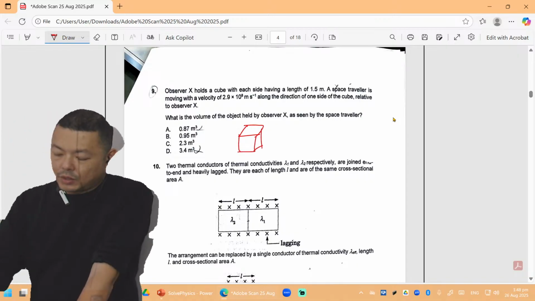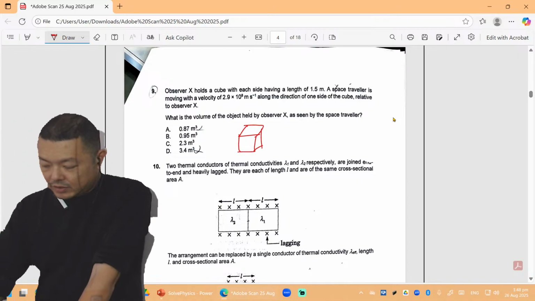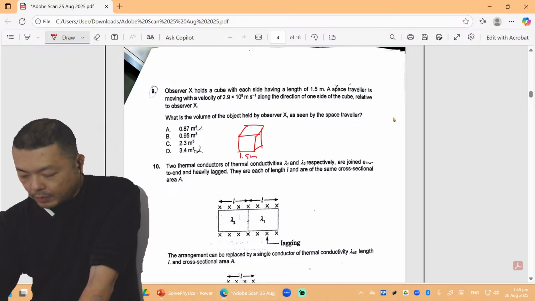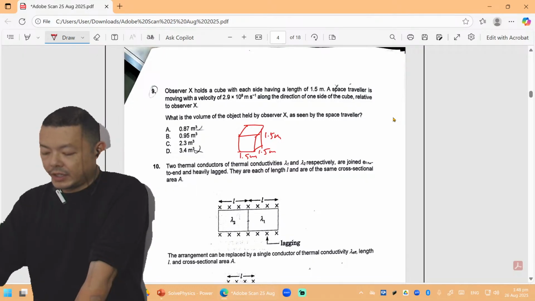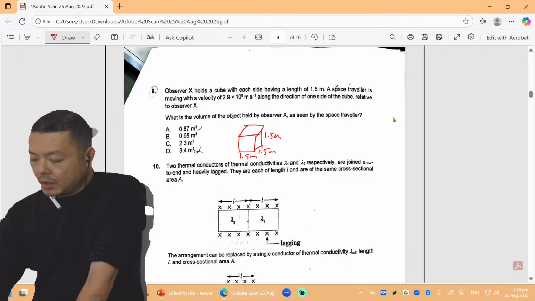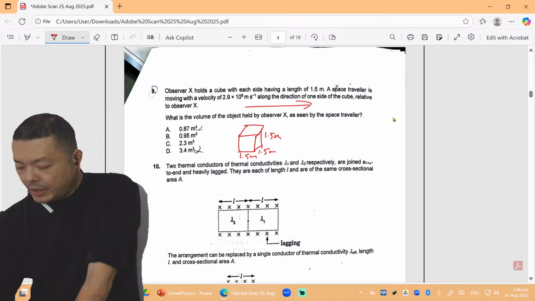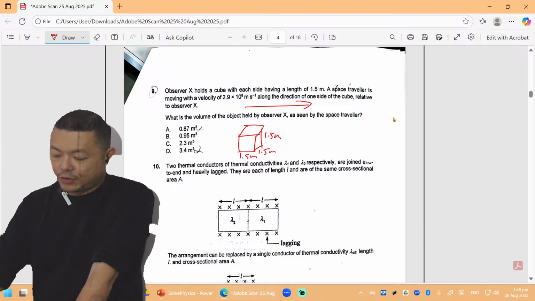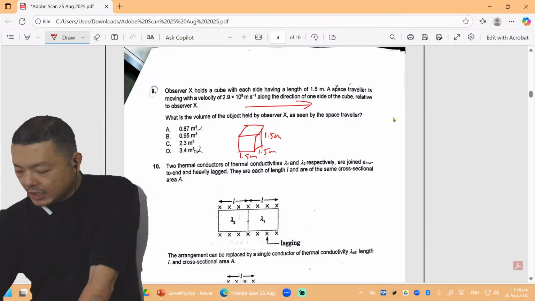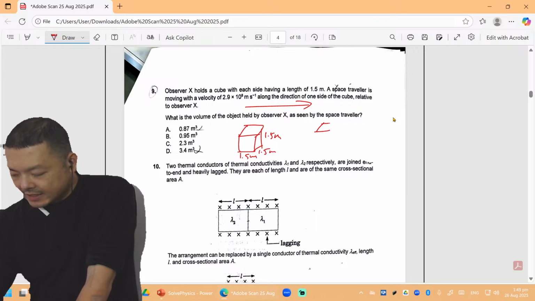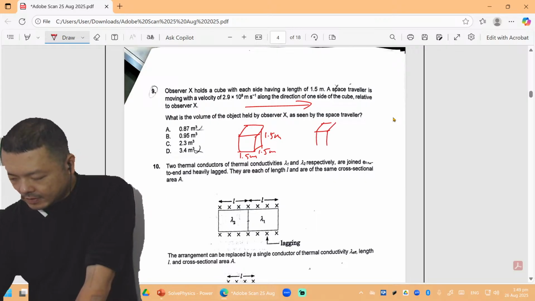Okay, so the original cube is x by x by x, or 1.5 meter by 1.5 meter by 1.5 meter. All right. So this one here is just straight up length contraction, but the whole idea of length contraction is only in the dimension that he is traveling in, which means that to the space traveler it will look like this. Right, so it'll be 1.5 meter, 1.5 meter, and then the contracted length.